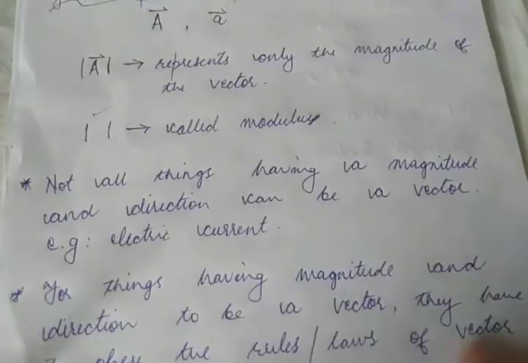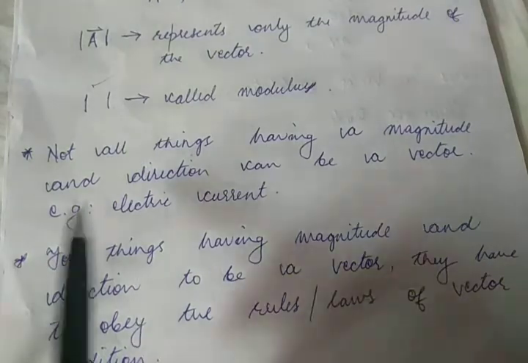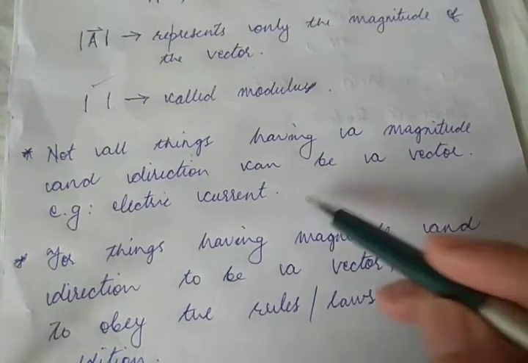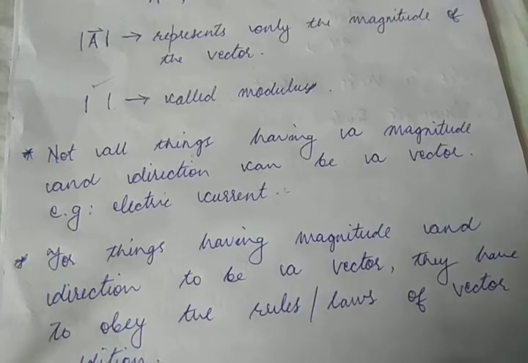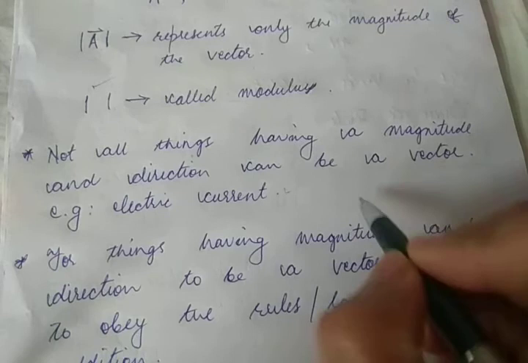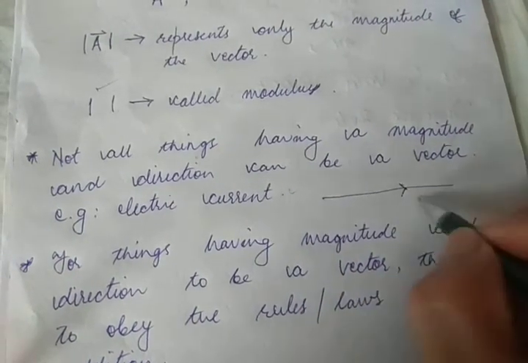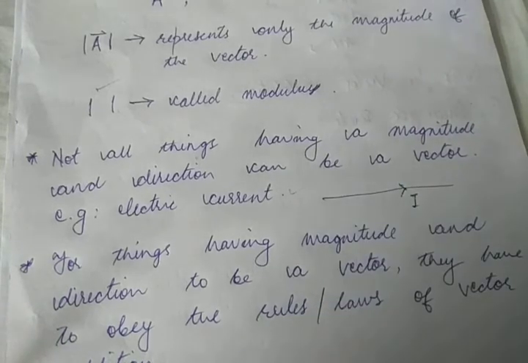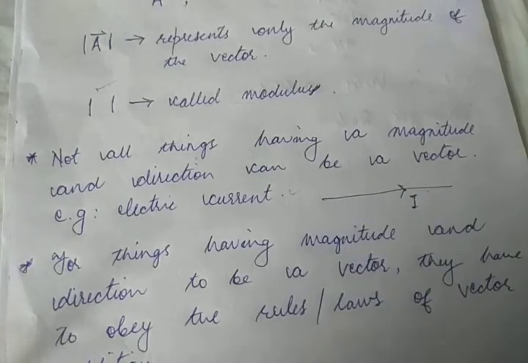Some important points that you need to remember. It's not going to be asked in the exam, of course, but you will need to remember this. Not all things that have magnitude and direction can be considered a vector. Like, for example, electric current. Say I have a wire through which electric current is flowing in this direction. Electric current I is flowing in this direction. So I is the magnitude of the current. It has a certain direction, but still remember, electric current is not a vector.